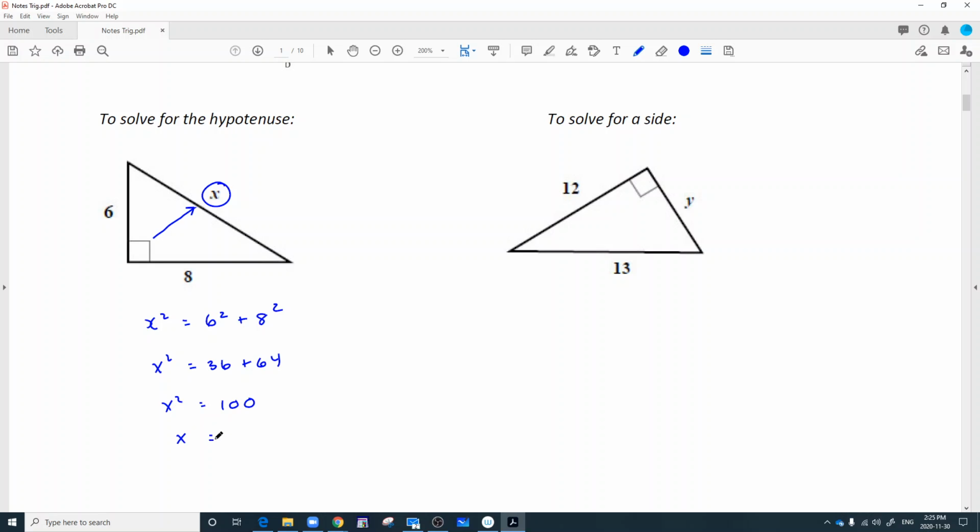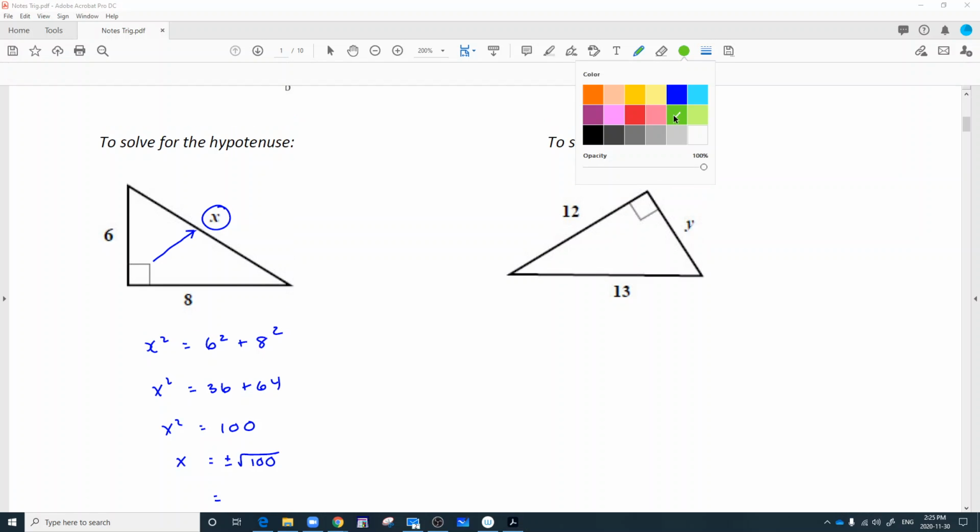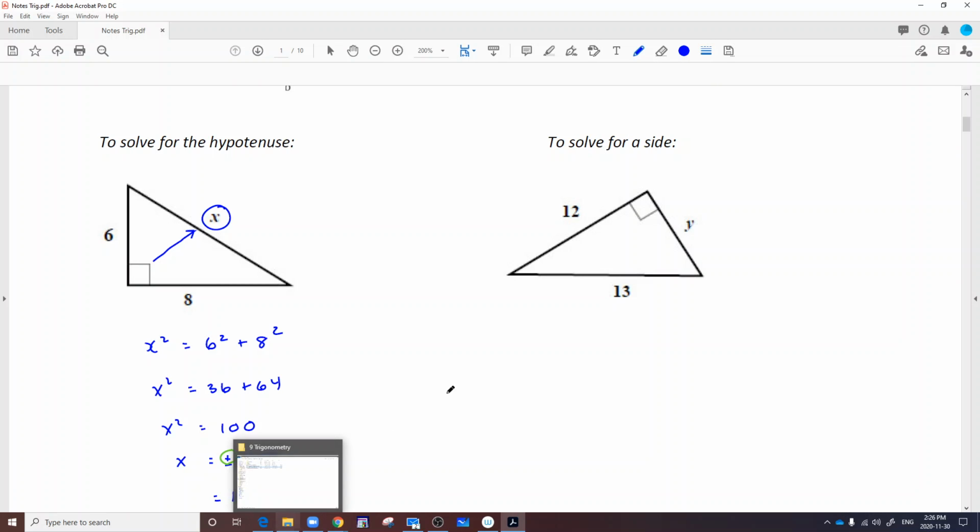So x technically is equal to plus or minus the square root of 100, but because we're talking about a triangle, all of my answers are going to be positive. So in the trigonometry section, you don't have to write the minus because we're talking about lengths, which can never be negative. So I'm just going to say that my answer is 10.